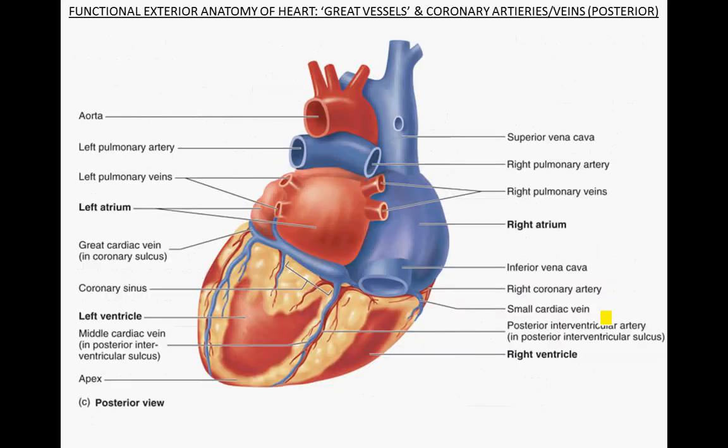On the posterior view, the back side of the heart, which is not often seen, you don't see very many diagrams of it, but let's take a look. Here's the left atrium, a receiving chamber, and here's the right atrium, again from the back side. Since this is a posterior view, the left atrium is on the left side of the diagram, and the right atrium is on the right side. The left ventricle is down here, and the right ventricle is over here. So these are the left ventricle and right ventricle posteriorly.